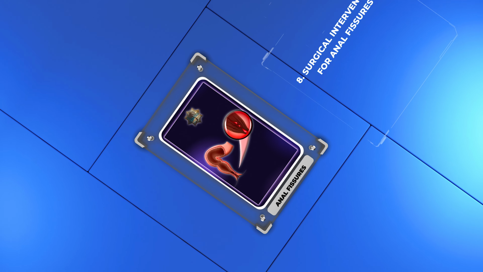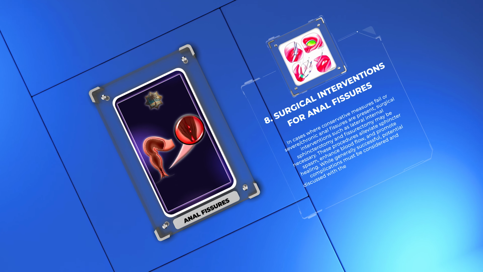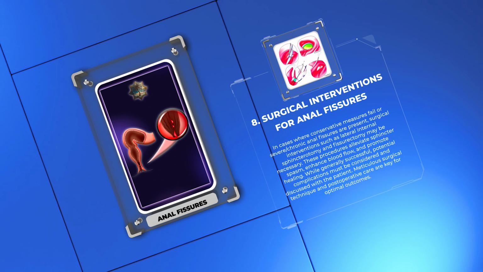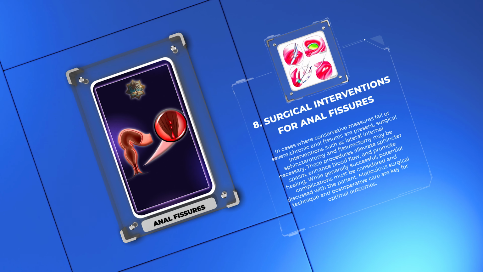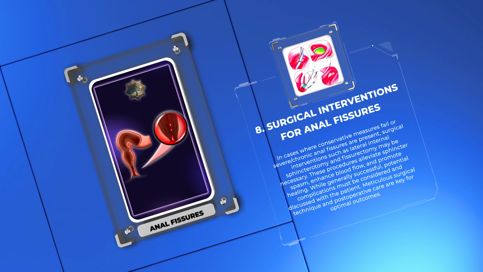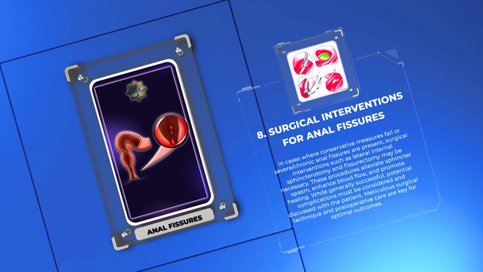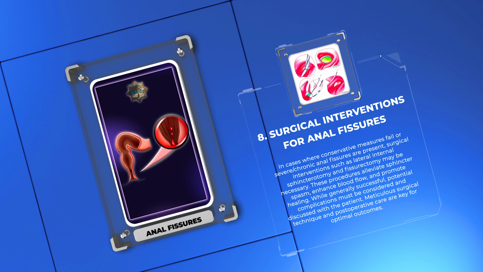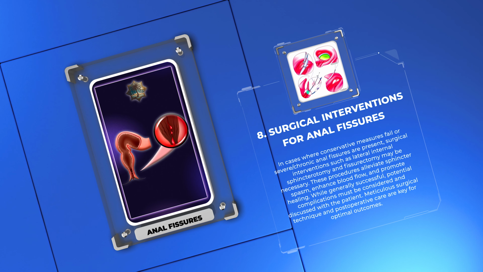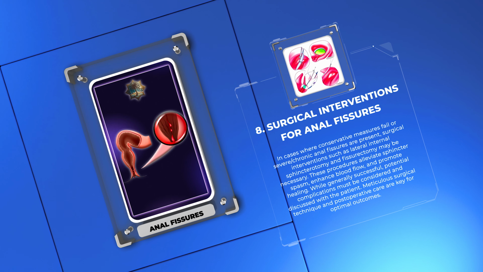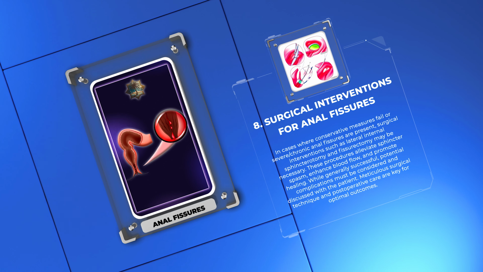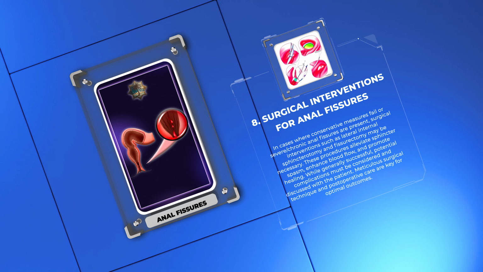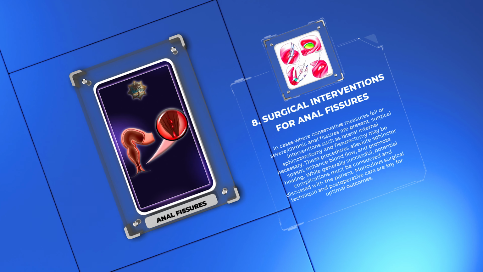In cases where conservative measures fail or severe or chronic anal fissures are present, surgical interventions such as lateral internal sphincterotomy and fissurectomy may be necessary. These procedures alleviate sphincter spasm, enhance blood flow, and promote healing. While generally successful, potential complications must be considered and discussed with the patient. Meticulous surgical technique and postoperative care are key for optimal outcomes.